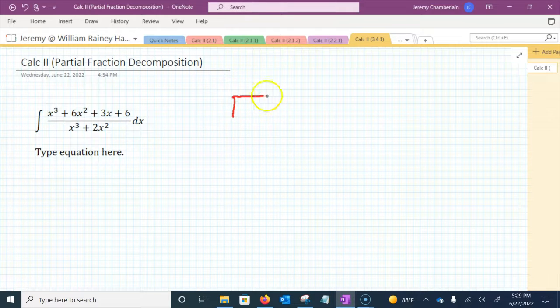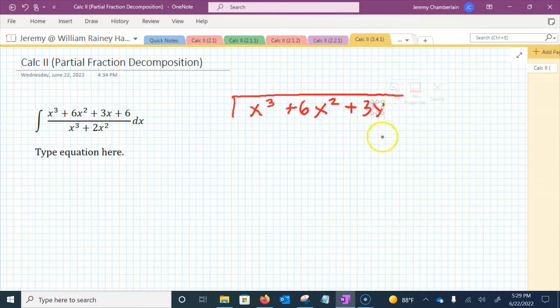And I've got here x cubed plus 6x squared plus 3x. And then I have a plus 6 at the end. And I'm going to divide into that x cubed plus 2x squared. So notice that here I've got an x cubed, an x squared, an x, and a constant term.